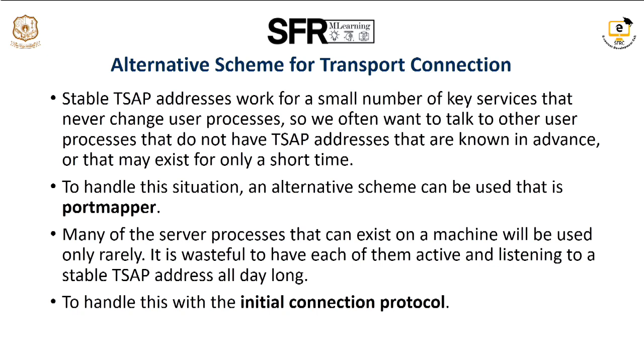Next one. While stable TSAP addresses work for a small number of key services that never change, user processes often want to talk to other user processes which cannot have TSAP addresses that are known in advance, or they may exist only for a short duration. To handle the situation, an alternate scheme can be used. That scheme is called the port mapper. In this model, when a new service is created, it must register itself with the port mapper, giving both its service name and its TSAP. The port mapper records this information in its internal database so that when queries come in later, it will know the answers.